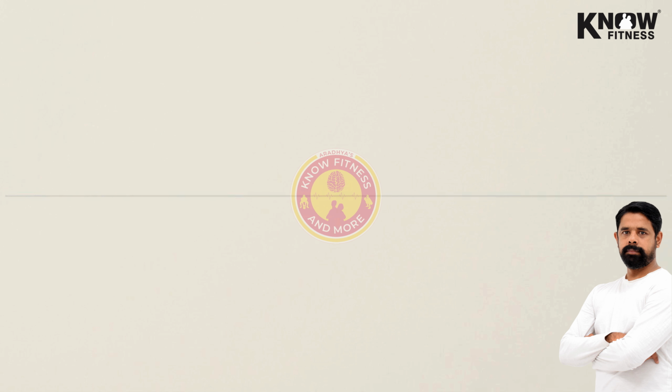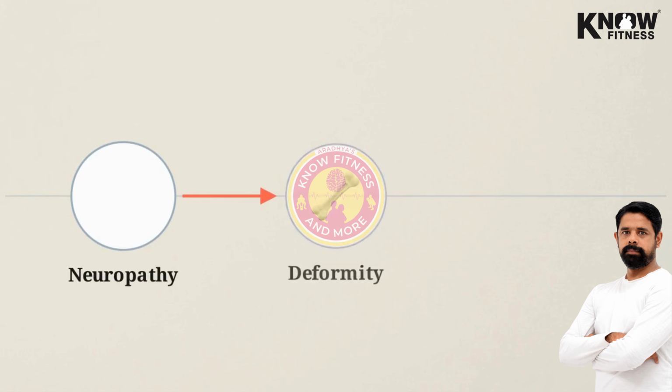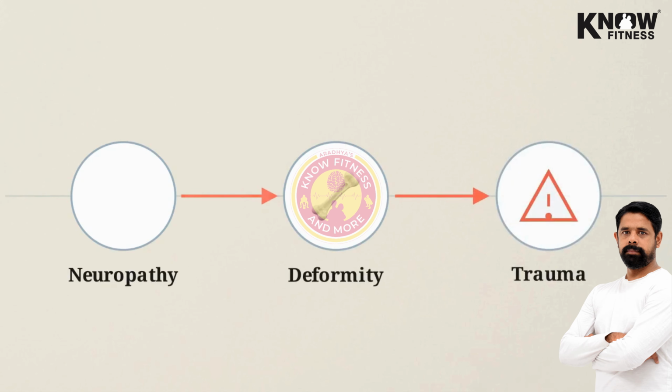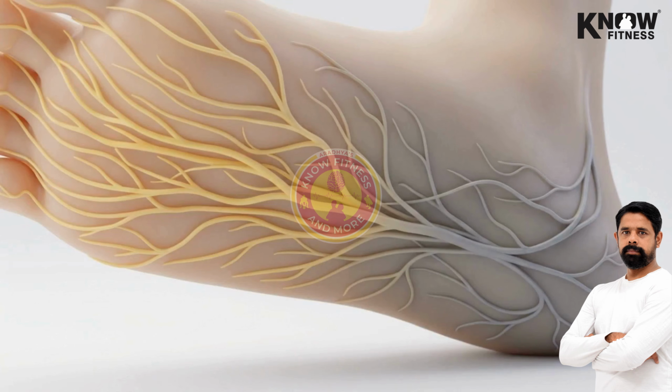These ulcers do not occur as random complications of hyperglycemia. They emerge at the end of a highly predictable, step-by-step biomechanical failure. That failure requires 3 distinct component causes to interact.